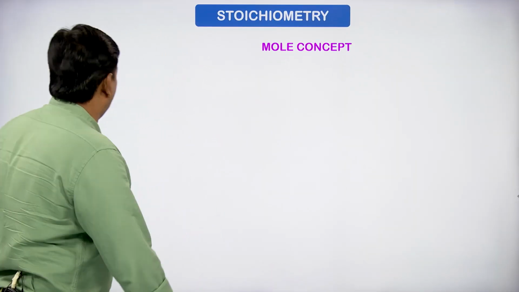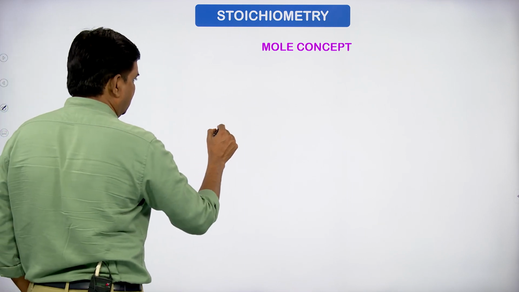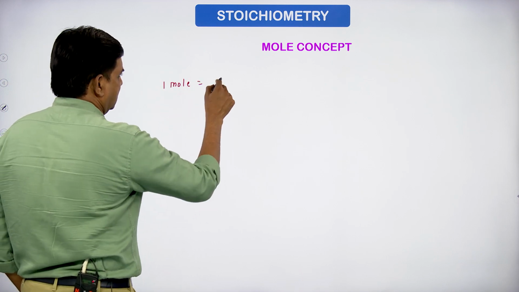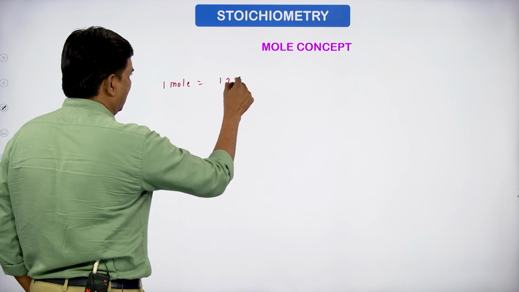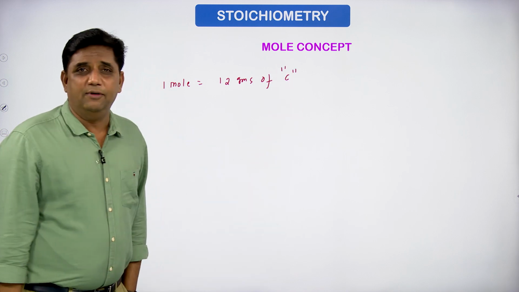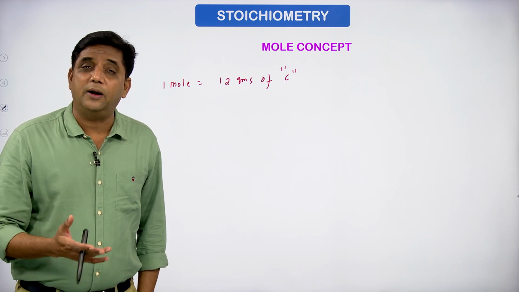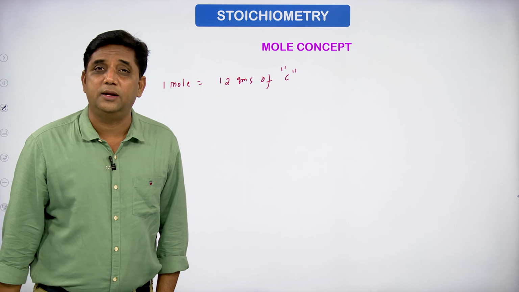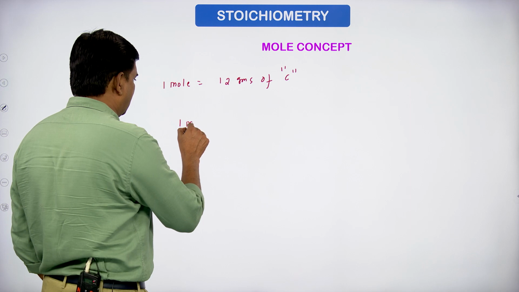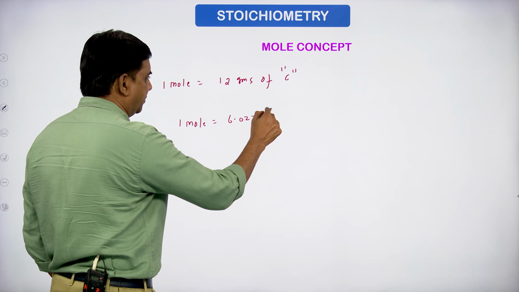One mole is equal to 12 grams of carbon atom. This is the authenticity given by the IUPAC, as I already told you. So any substance that contains the same number of particles as 12 grams of carbon is known as the mole. And 1 mole is equal to the Avogadro number, 6.023 into 10 power 23.